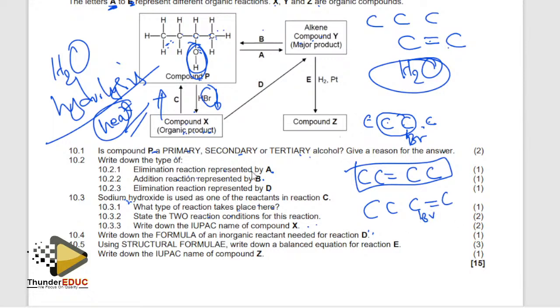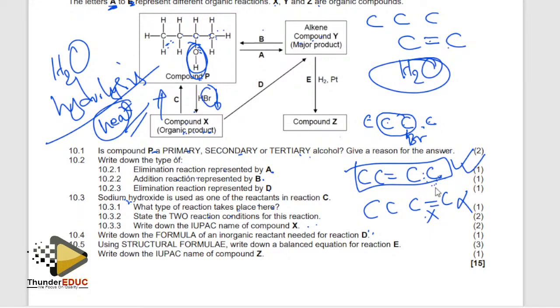It doesn't become symmetrical, so you chase for symmetrical. So this one becomes a minor product, and this one becomes a major product. This one also forms, but it's a minor product. What you are looking at in organic, we look for the major product. So this one becomes the major product.